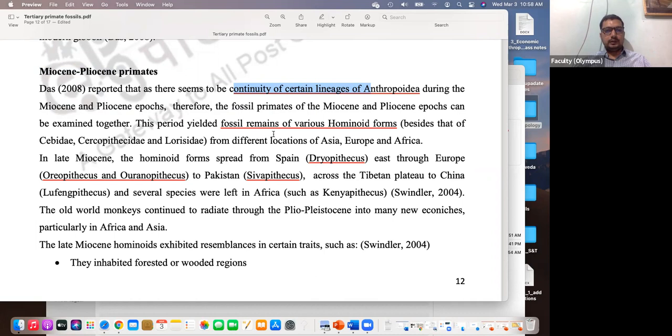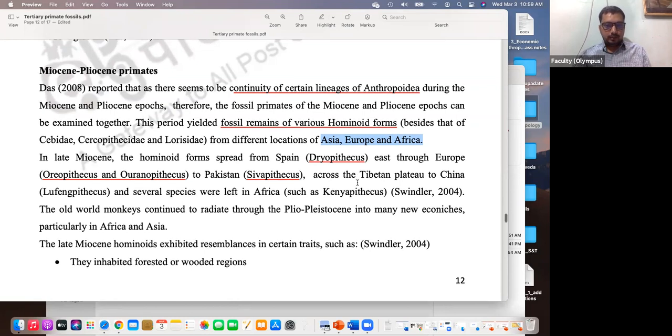So here they found several fossil remains of hominoids. So we are becoming more human-like here. They found many hominoids here, like Cebidae, Sarcopithecidae, Laurisidae. Remains like these were found in this period. I think partly some of these you might have studied. They are mostly found in Asia, Europe, and Africa. These evidences were obtained from Asia, Europe, and Africa for Miocene and Pliocene primates.